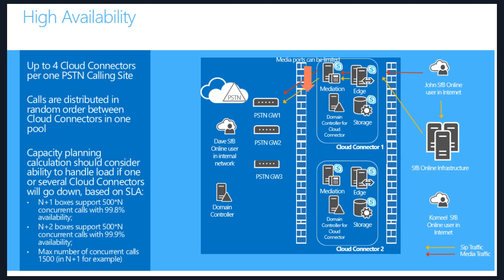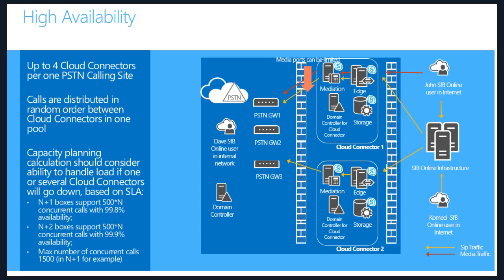Likewise, we see here at the bottom a second user, Cornel, who is an online user in the internet as well. Same idea, making an outbound call. Signaling is going to go to the Skype for Business online infrastructure. In this particular instance, the call gets routed to the second Cloud Connector, right? Again, as we mentioned, it's a random order distributed between these. So in this case, Cornel's call ended up at the second Cloud Connector appliance that's deployed in this particular site. Same idea, this particular Cloud Connector is utilizing its own mediation server to be able to send that call out to the corresponding PSTN gateway as necessary.